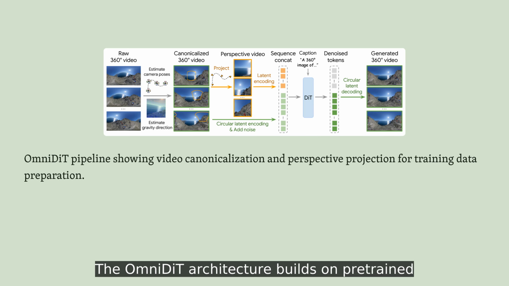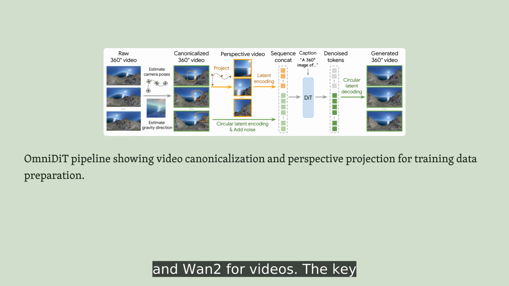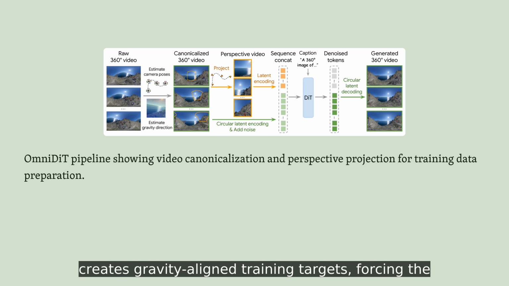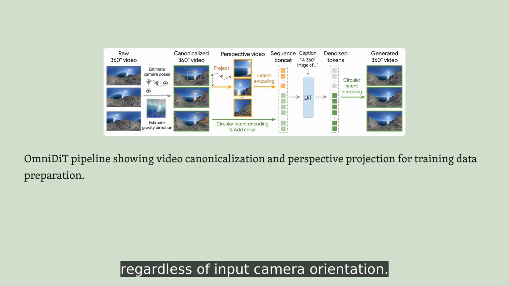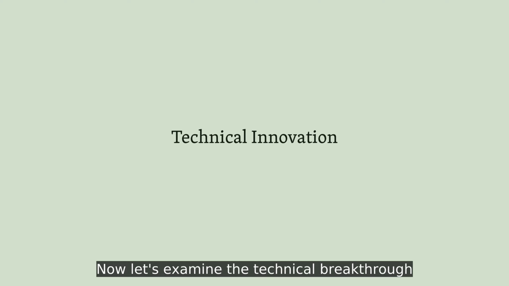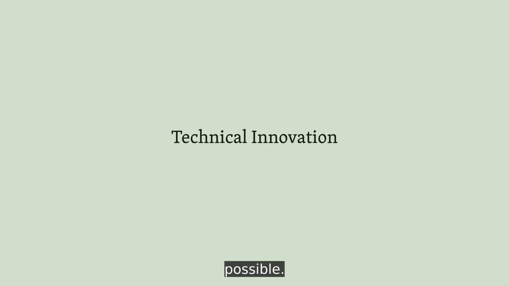The OmniDiT architecture builds on pre-trained diffusion transformers like Flux for images and Wan 2.1 for videos. The key insight is the canonicalization process that creates gravity-aligned training targets, forcing the model to learn proper spatial placement regardless of input camera orientation. Now let's examine the technical breakthrough that makes seamless 360-degree content possible.